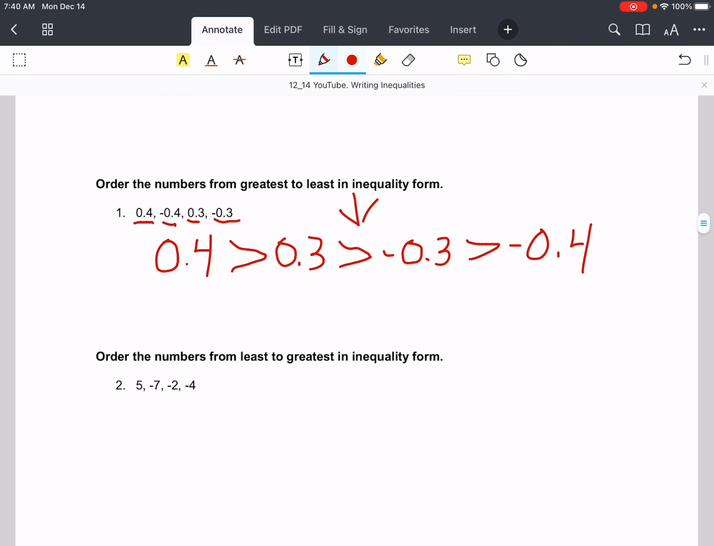Example 2, order the numbers from least to greatest in inequality form. So we're going to be using the less than symbol. And the smallest number is negative 7. So I'm saying negative 7 is less than negative 4, which is less than negative 2, which is less than positive 5. So examples 1 and 2 were just exact opposites.